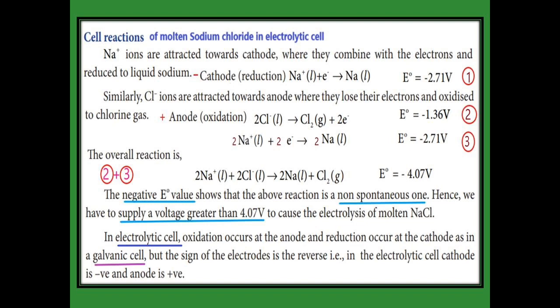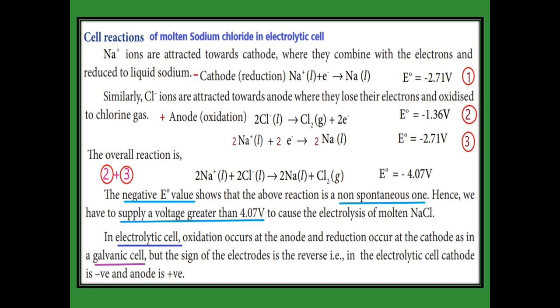Afterward, the Cl minus is a negative ion and goes to the anode because the anode is positive, which attracts the Cl minus. One Cl minus loses 1 electron, so 2 Cl minus lose 2 electrons and become Cl2. The E naught value here we get is minus 1.36 volt. In this second equation it loses 2 electrons, but in the first equation we gain only 1 electron. So to cancel the electrons, we have to multiply the first equation by 2, then we get 2 Na plus plus 2 electrons gives 2 Na.